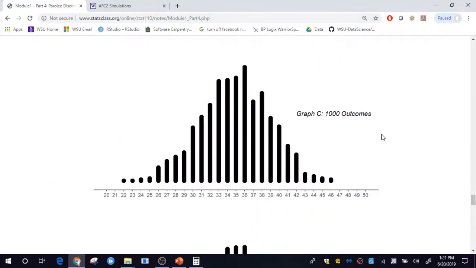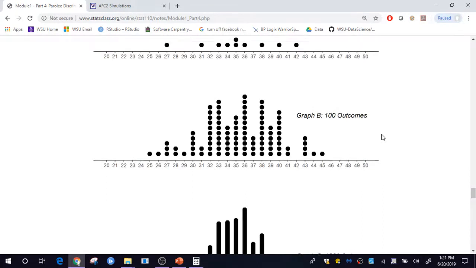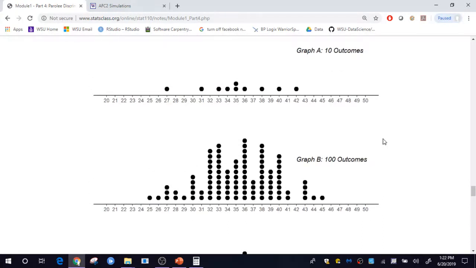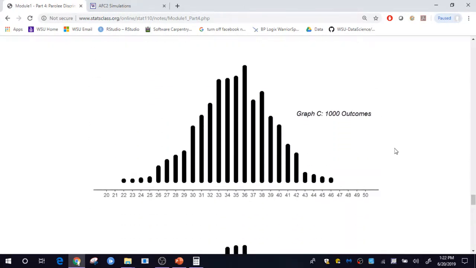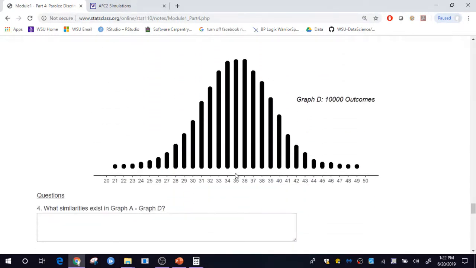I'd say after about, so there's 10, certainly is not enough. After 1,000, we're starting to get a pretty good picture of what's going on, but again, we have some small anomalies here. Certainly after 10,000, it looks like those anomalies are pretty much gone after 10,000 repeated outcomes. You might notice that looks very much like a bell curve, and we'll have more discussion about that later on.